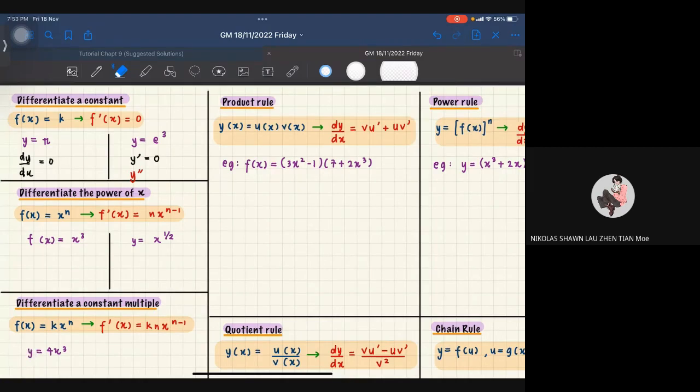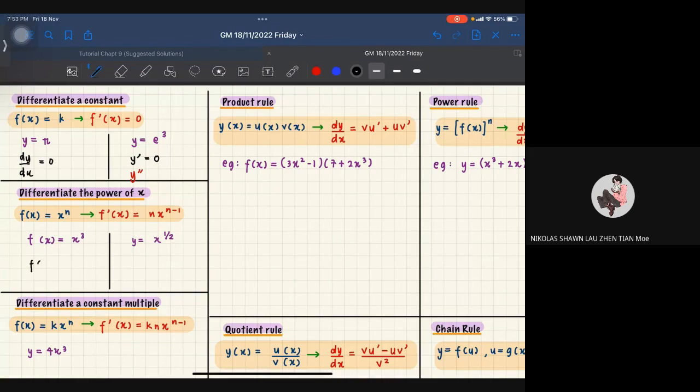So, differentiate the power of x. So, apa maksud power of x? Let's say you are given a function with x as your base and then awak ada satu power dekat atas. Okay, so macam mana kita nak differentiatekan dia? Alright, so senang sahaja. First, make sure you write the correct subject.